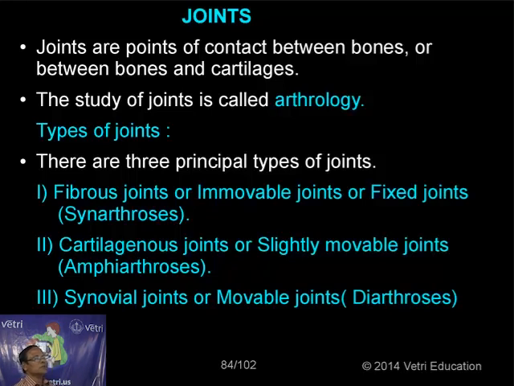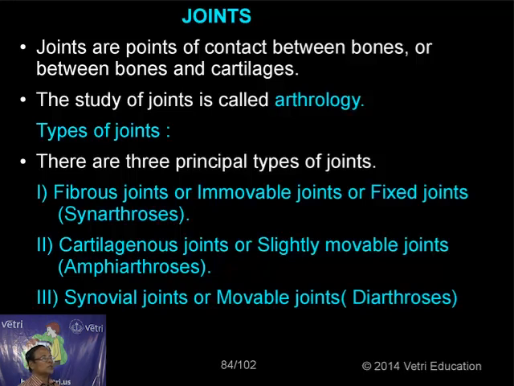Now the study of joints is called arthrology. And when there is any disease or inflammation of the joint, it is called arthritis. There are three different types of joints based on movement. Some joints are immovable, some joints are slightly movable, and some joints are highly movable.